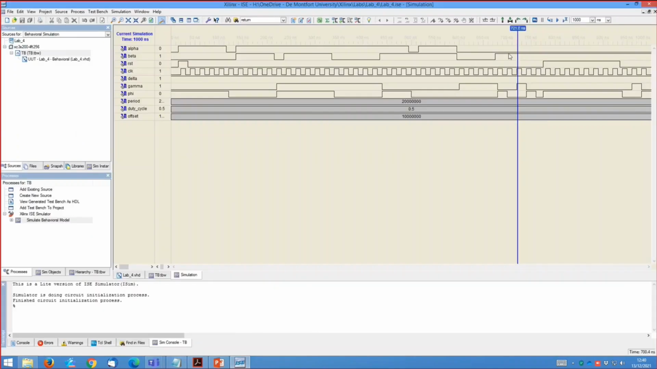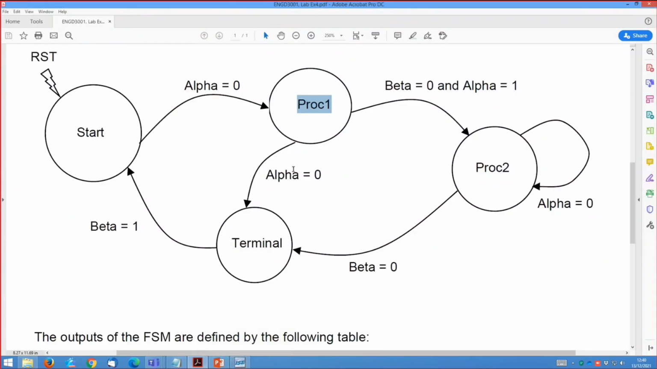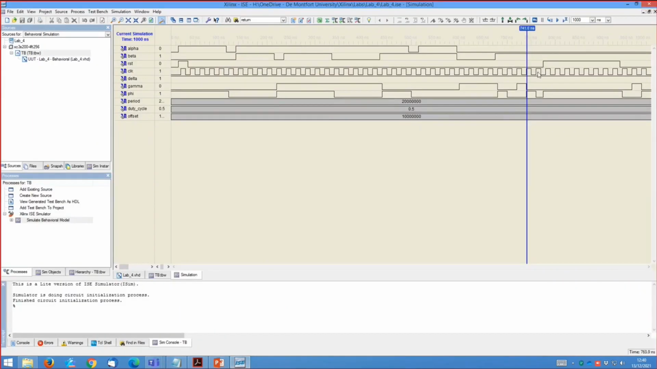And you can see that here. So on the next rising edge, we now move to terminal again. And because alpha is still 0, it will then move to terminal on the next clock. So it will keep doing that loop for as long as that alpha 0 continues. So here on the next rising edge of the clock, I'm moving to terminal again.